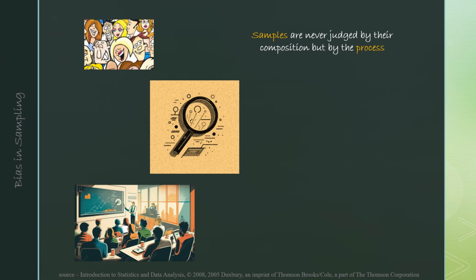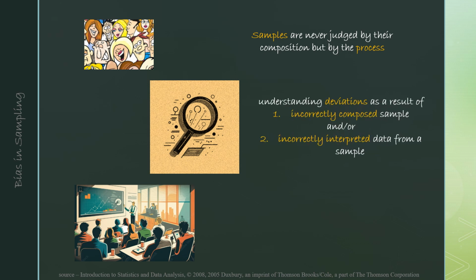Samples are never judged by their composition, but by the process by which they are derived. To begin with, the process involves understanding the possible deviations that can occur in a sample as against the population as a result of, one, incorrectly composed sample and/or incorrectly interpreted data from a sample. And secondly, the process involves choosing the correct sampling methods to arrive at more representative samples.